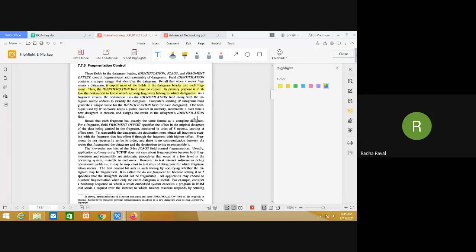Then fragment offset and fragment flag. Offset specifies the offset in the original datagram of the data being carried in the fragment, measured in units of 8 octets, starting at offset 0. Whatever offset you have set in your original datagram, it will be similarly set in your fragmented part.